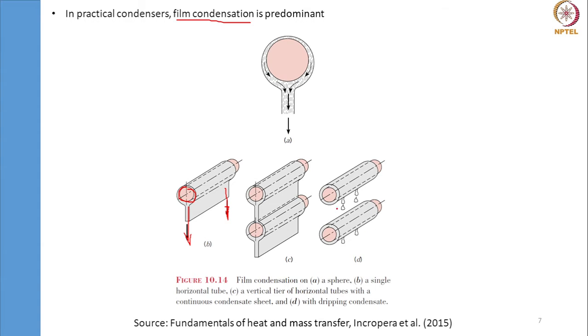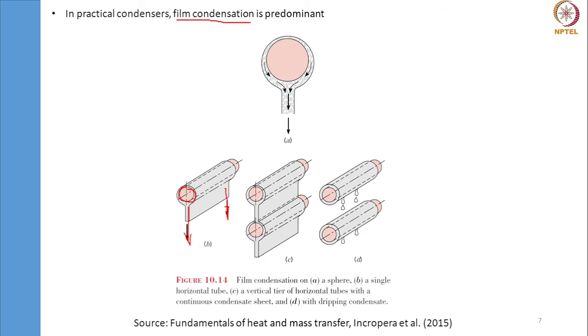Okay, fine. So as you see in figure B of the figure shown, if there is only one tube and assume that we are in film condensation mode, whatever condensate, the liquid condensate that is accumulated, it just falls down due to gravity.